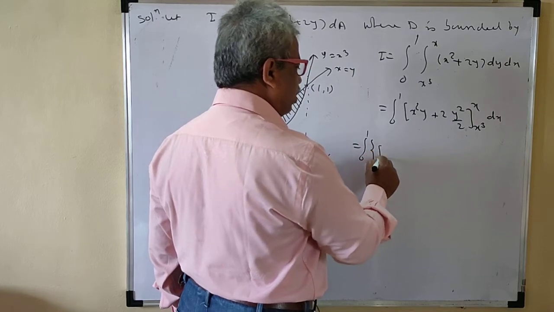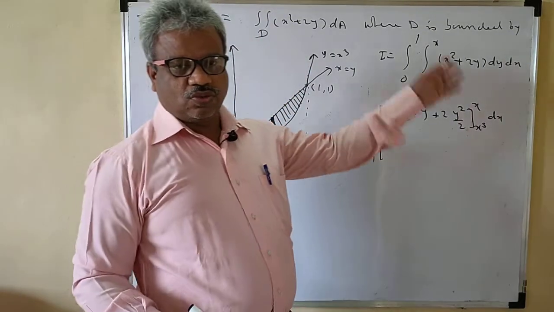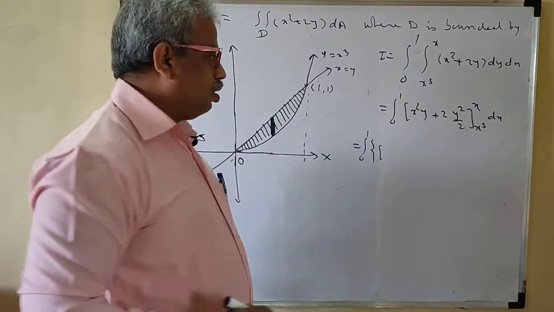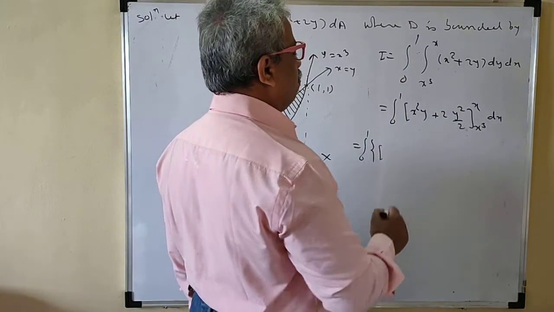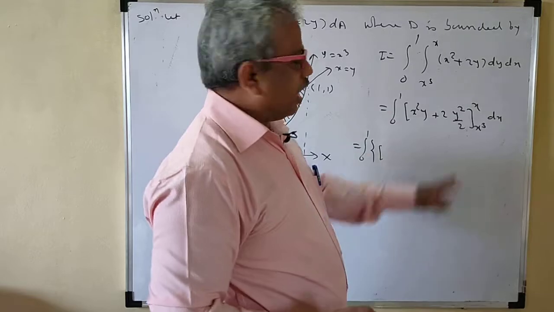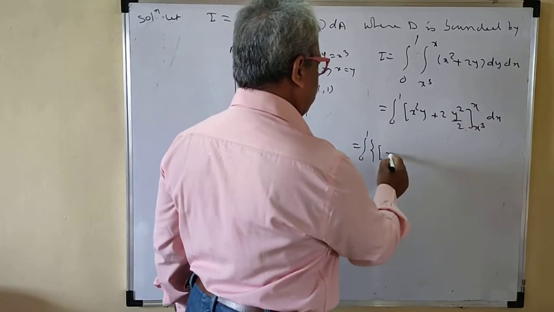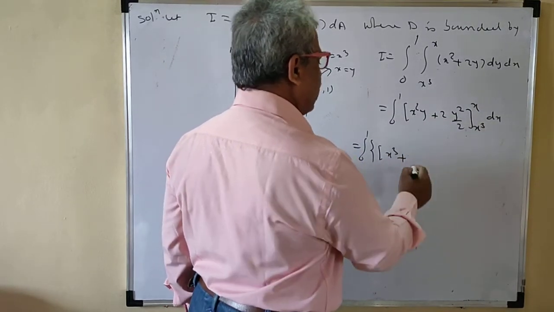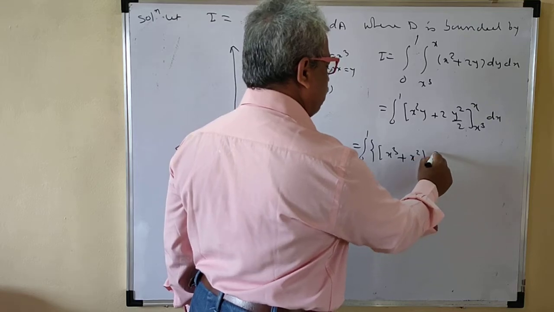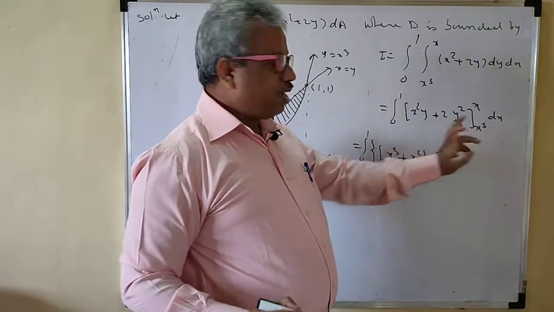I write in curly bracket, because the limits are not from 0 to 0. You have to put the lower limit and the upper limit. So instead of y, you have to put x now. So x cube now, plus 2 gets cancelled. This is x square, minus, you have to put y is equal to x cube now.